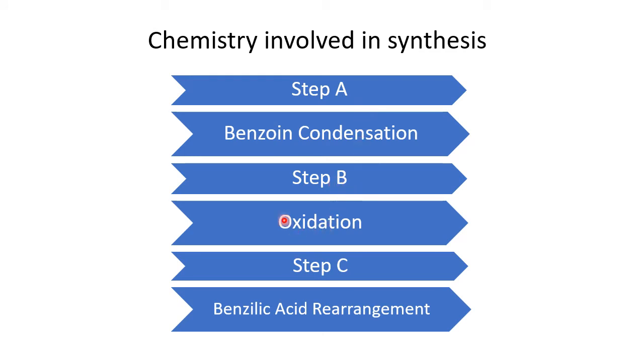Step B involves oxidation. Because you know benzoin is an alpha hydroxy ketone, and from benzoin we are preparing benzil. Benzoin has a secondary alcoholic group which is being oxidized to a ketonic group. So here oxidation is involved in this step B. Then step C involves benzilic acid rearrangement, where benzil is being converted to benzilic acid. So this is basically a rearrangement reaction.